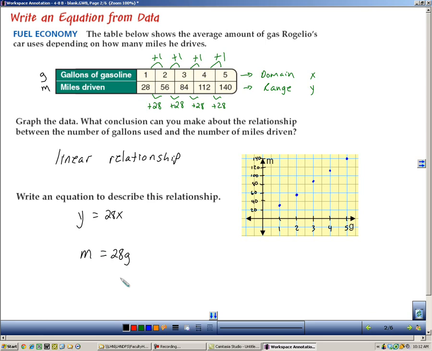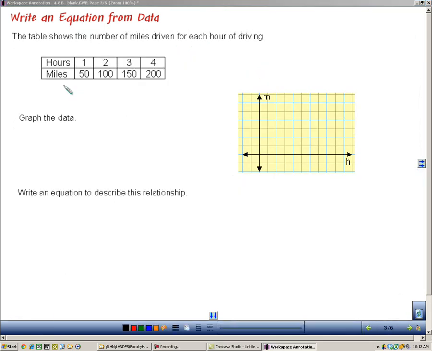But one more thing I want to do is write this as a function. And remember, a function, we'll call it f, uses the domain letter: f of g equals 28g. So this is how we're going to write our equation, our relationship. That means every time I put a number in for the gallon, I multiply it by 28, and that will give me the value for the miles driven, or my range value. This is how you create a linear equation based on a set of data, and how you write the equation to show the relationship.